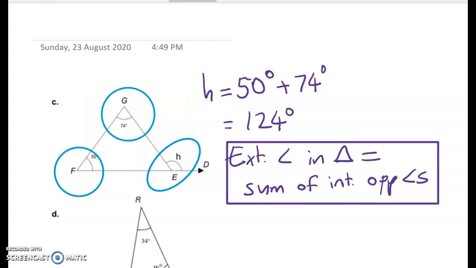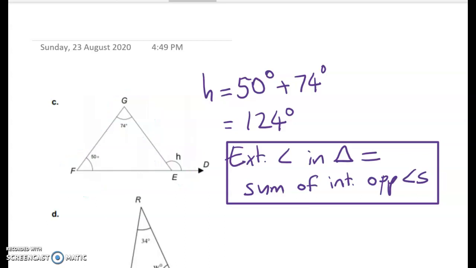Now the other way we can do that one, if we don't remember the exterior angle reason, is that first we can find this angle here by using the property that angles add to 180, and then we can find this one by using the property that angles on a line equal 180. But I think it's good to get really used to using the exterior angle rule, because it's a very, very useful one that we come across quite often.